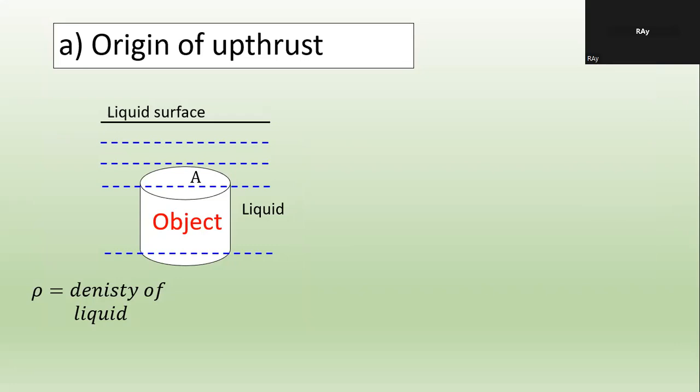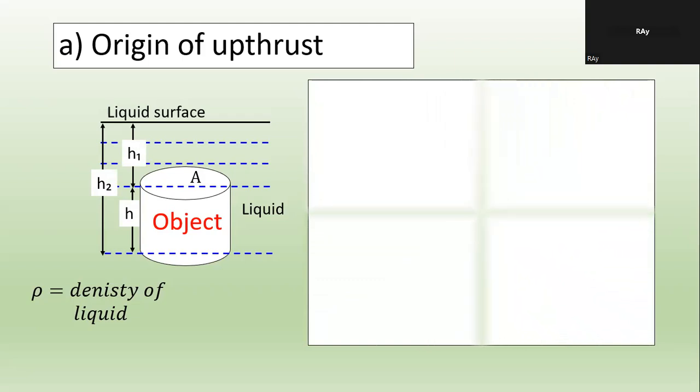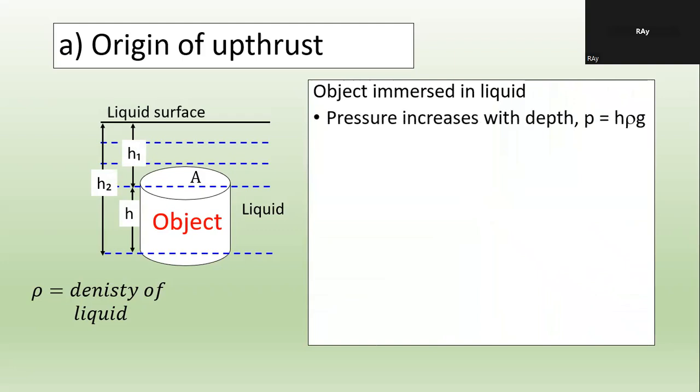Okay, origin of upthrust. Why do we have upthrust? Well, let's put the object in the liquid, or we call it immerse. The top surface is H1 below the surface. The bottom surface is H2 below the surface. The height of the object is H. Density of the liquid is rho. Object immersed in liquid, this is inside the liquid. Pressure increases with depth. That's the first thing. Why we have upthrust, pressure increases with depth.